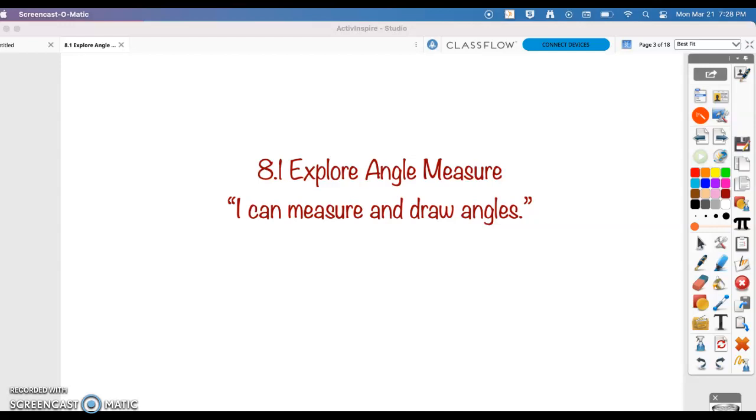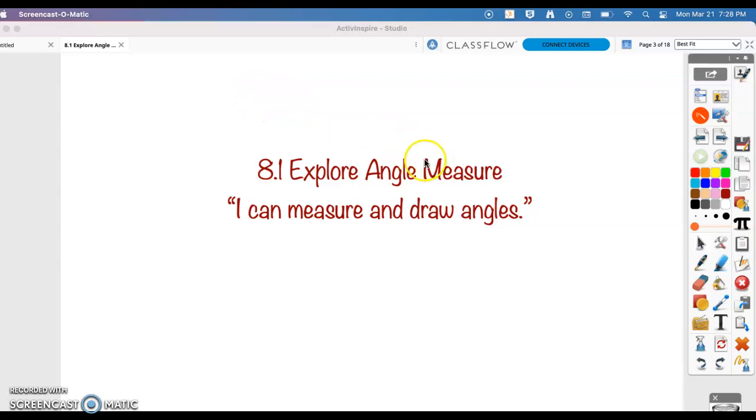Okay guys, so we are starting our new module today. This is module 8, our last one for the school year. This module starts taking a lot of the geometry section and working on that. The first thing we're going to talk about is angle measures.